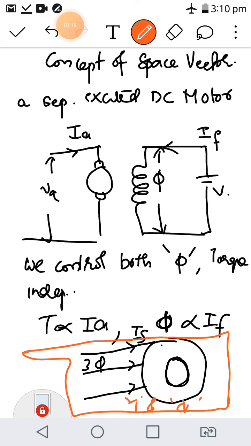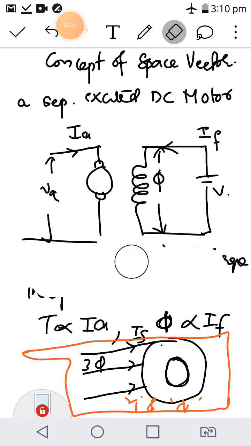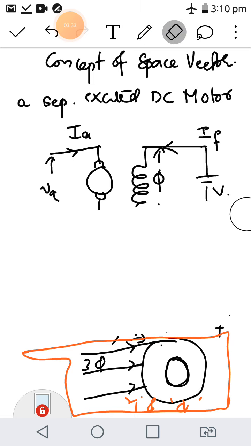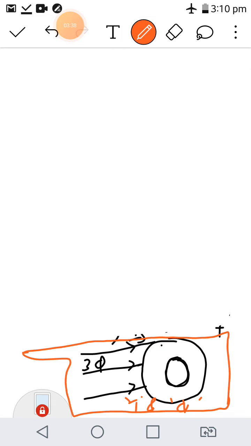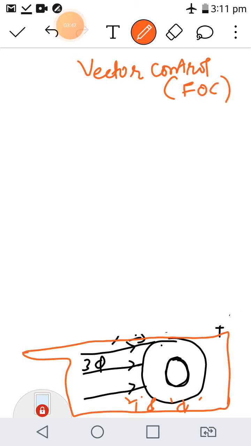So our objective is, using power electronics techniques, can we obtain the characteristics of a DC machine from an induction machine? The meaning is, can I control torque and flux independently in an induction machine also? The answer is yes. We can control the torque and flux independently by using a technique known as the concept of space vector, or vector control, or field oriented control, FOC.